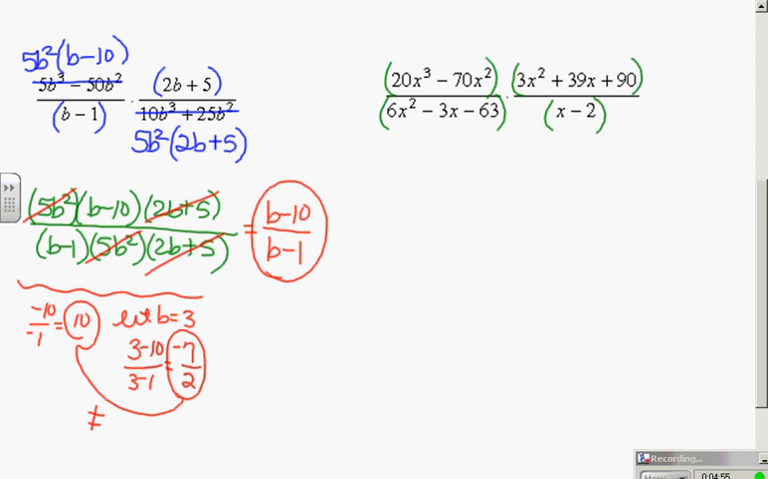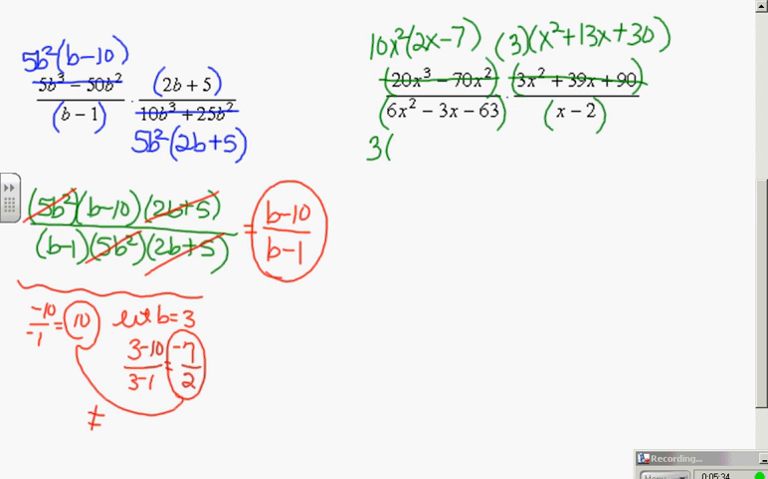Now this last one does look like a big ugly, but if you take each piece and look for greatest common factors and trial and error factoring and break it down into its pieces, it's really not that bad. So first order of business, greatest common factor. This first number has a 10x squared as the greatest common factor. So that one is simplified. 3x squared plus 39x plus 90 has a greatest common factor of 3. When I take that out, I still have a trinomial that I'm going to have to come back and factor.